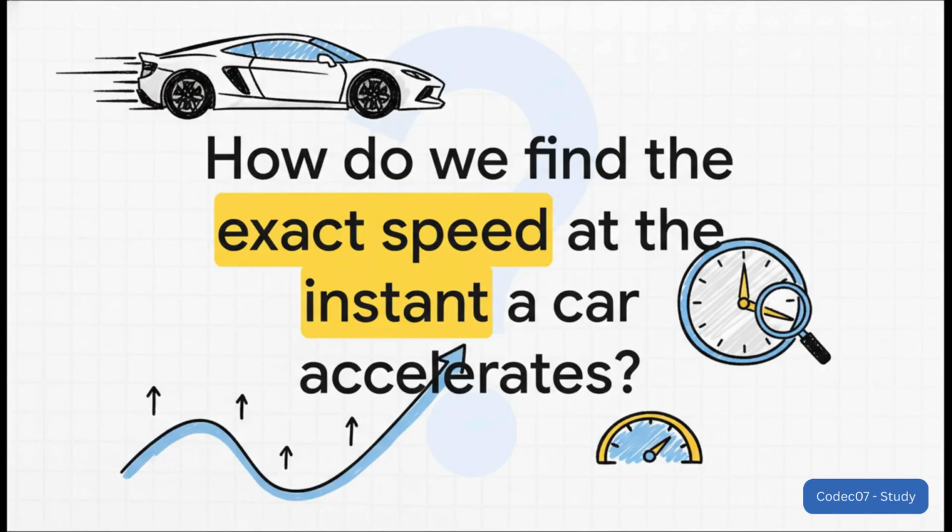So let's start with a classic question. Picture this. You're in a car and you hit the gas. Your speed isn't constant anymore. It's going up. Now, if I ask you what your average speed was over the last minute, that's pretty easy to figure out. But what about your speed right now, at this one single exact instant in time? That's the problem of finding an instantaneous rate of change. And that is the first major question calculus was born to answer.